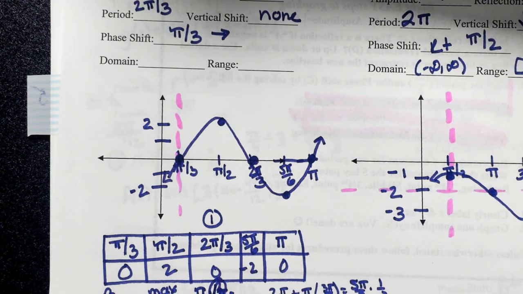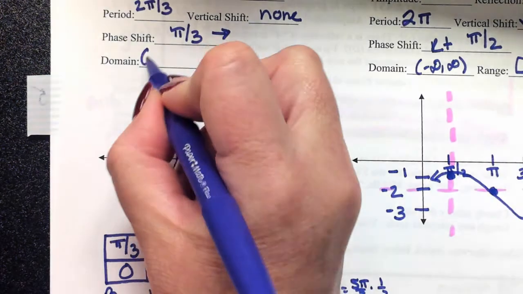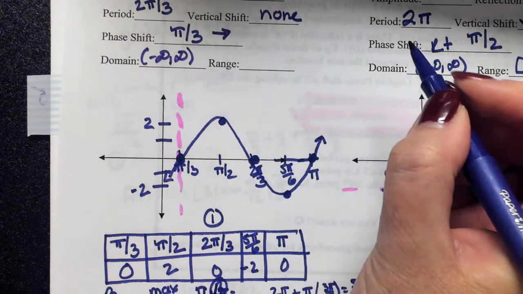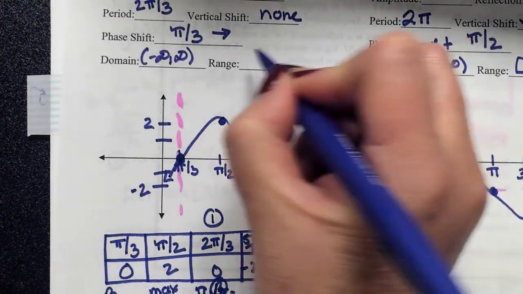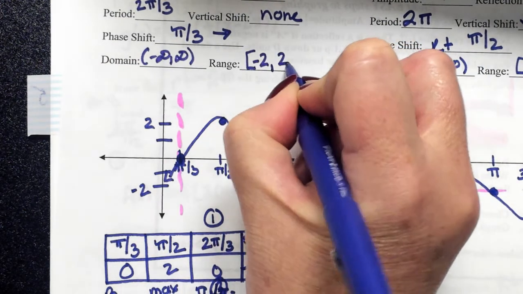What's the domain of this function? The domain is all real numbers. The range is negative 2 to 2.